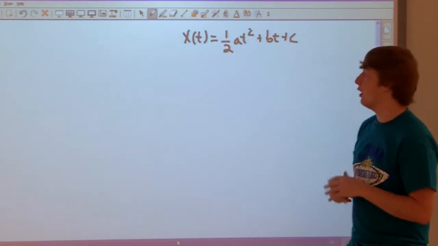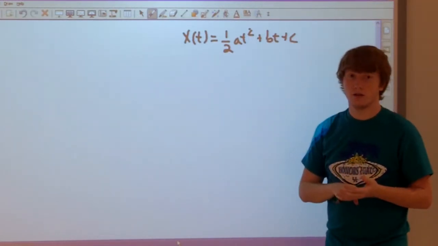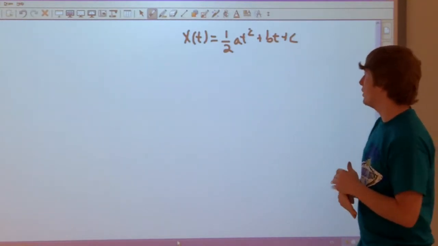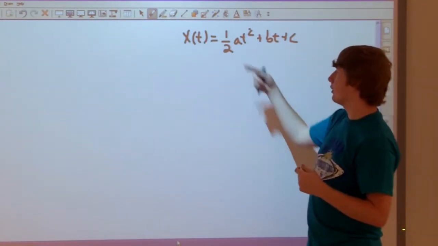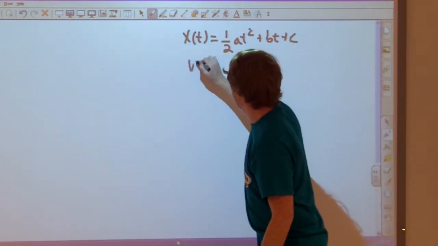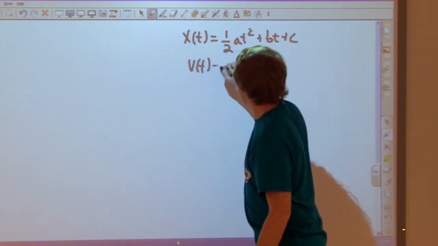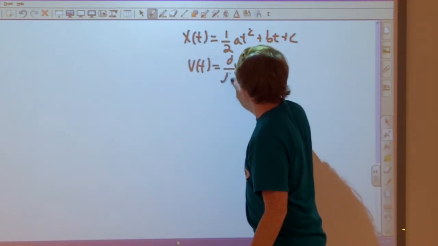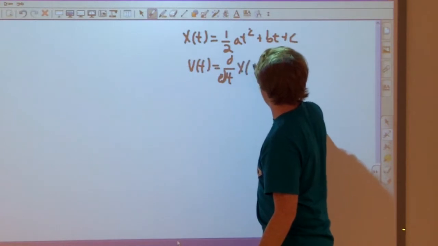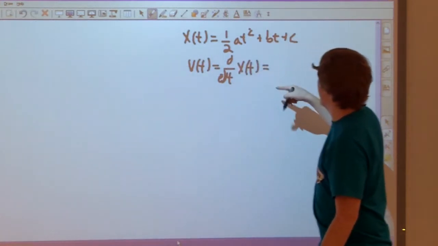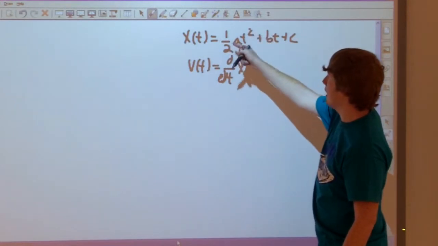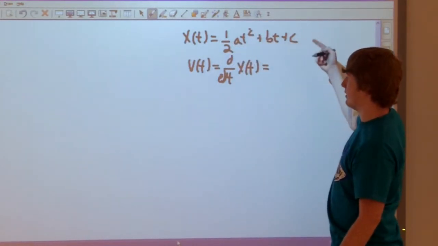And we know that velocity is the derivative of position. It's the rate of change of position over time. So if we just use the power rule to take the derivative of this to find our velocity, we can get that v of t equals d/dt of x of t. And that's just going to be, using the power rule here, we bring down our 2 times 1/2 times a times t.